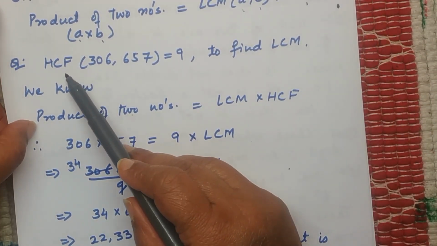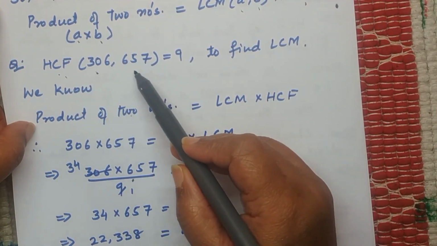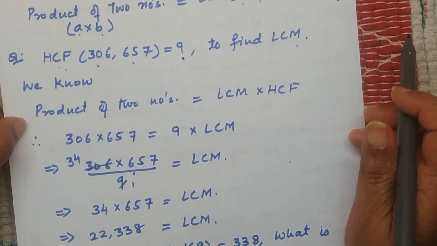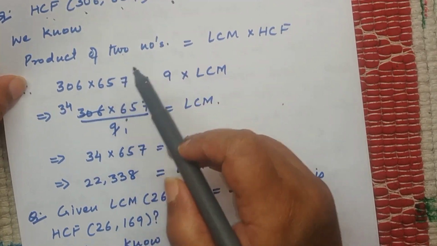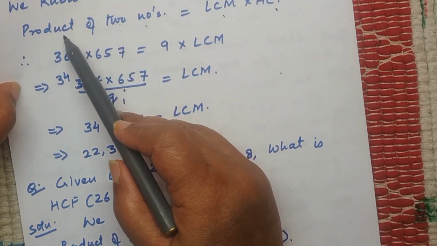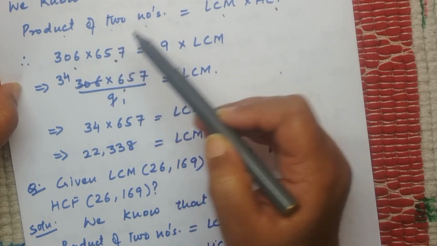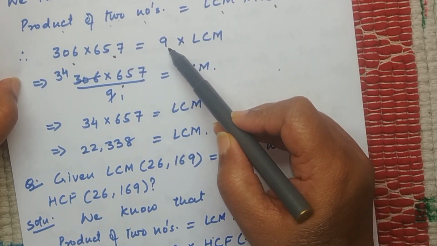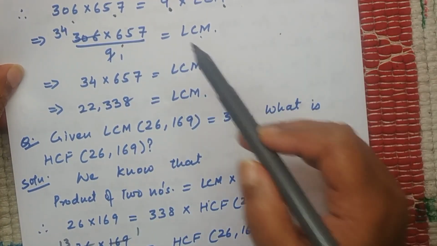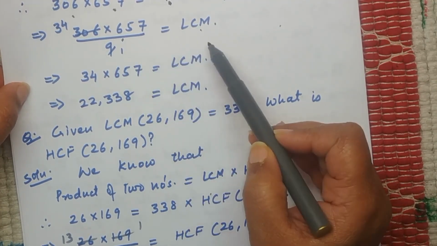This question says HCF of 306 and 657 is 9, and we need to find the LCM. Now we know product of two numbers is equal to LCM into HCF. So let us substitute the numbers: 306 into 657 is equal to 9, the HCF given, into LCM. So LCM will be, this is simple equation solving, take 9 to the other side, 306 into 657 by 9 is LCM.